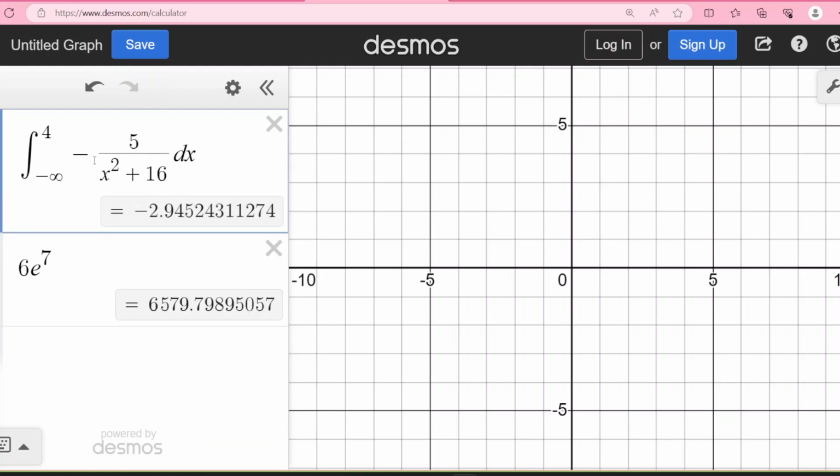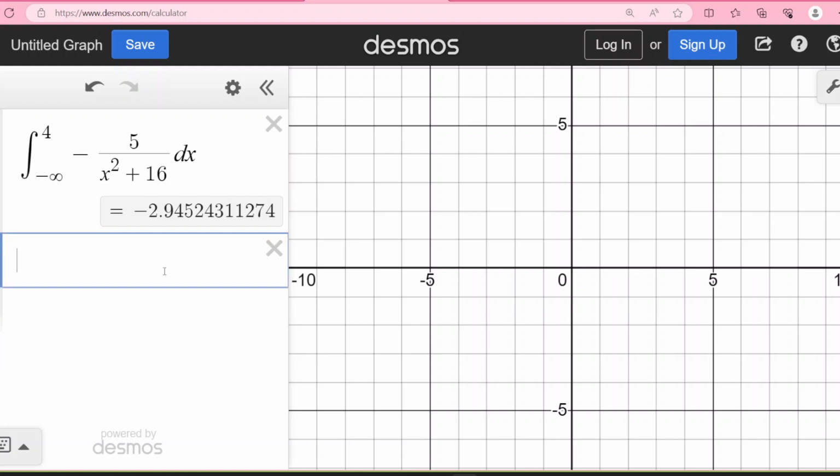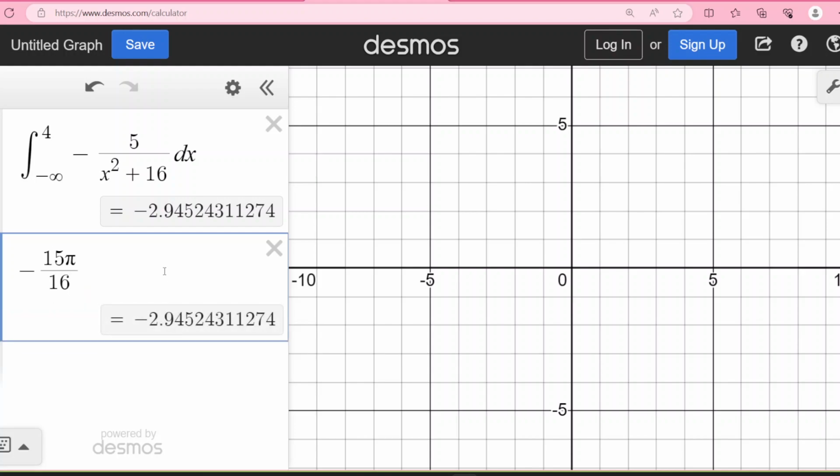All right, so you see that after entering this, I'm getting this negative 2.945. It looks like it actually approaches a finite value. Now, what is that value? Hopefully that is what we just stated, negative 15 pi over 16. And look at that, they do match up to at least this many decimal places, so it looked pretty good.